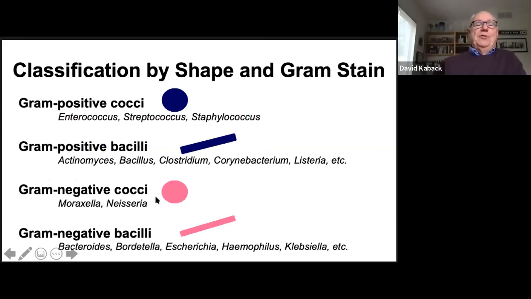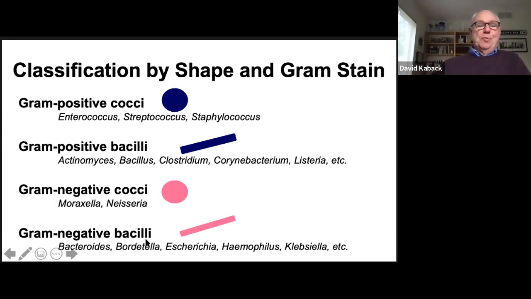Okay, so we have gram positive cocci, gram positive bacilli, gram negative cocci, gram negative bacilli. And here are probably the most common genera of all of these gram-positive, gram-negative bacteria that you're going to hear about.